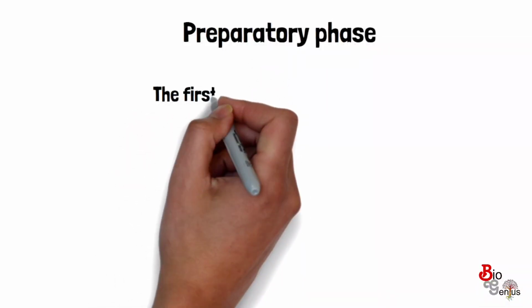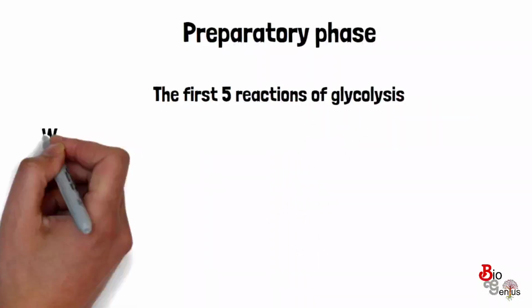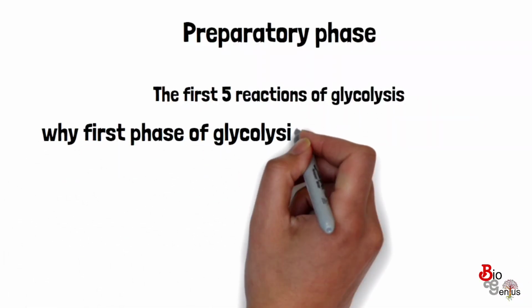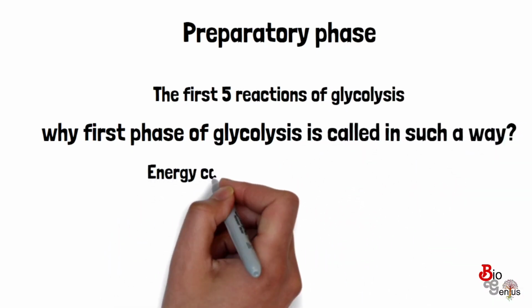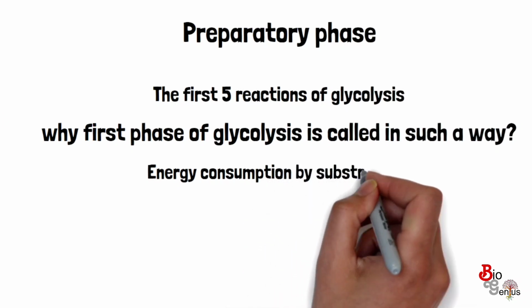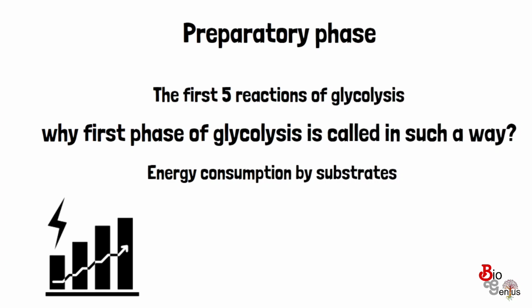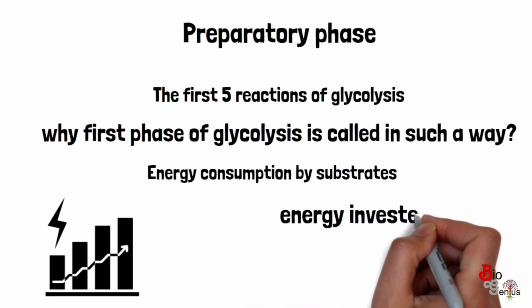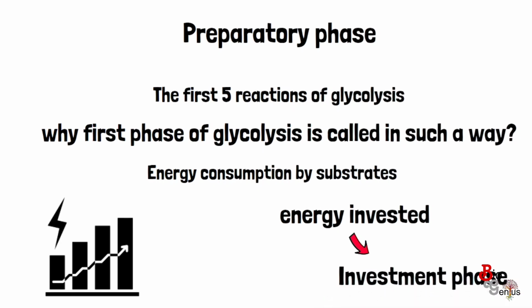Preparatory phase. The first 5 reactions of glycolysis are called the preparatory or investment phase. So why is the first phase of glycolysis called in such a way? Because substrates of this phase consume energy to convert glucose into 2, 3-carbon sugar phosphates. As energy is invested, that's why it is called investment phase.